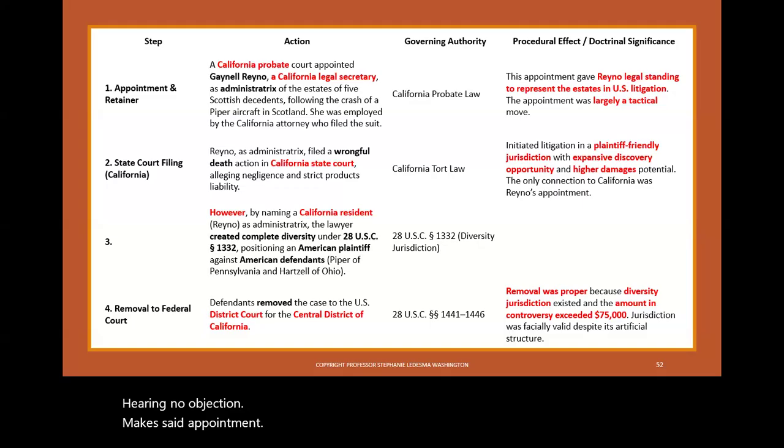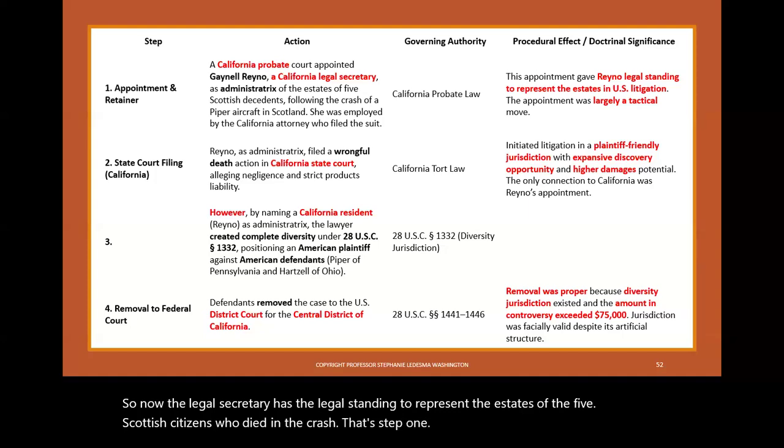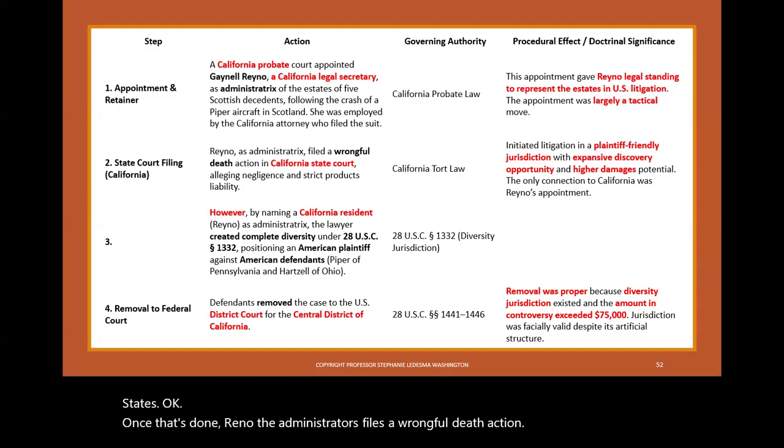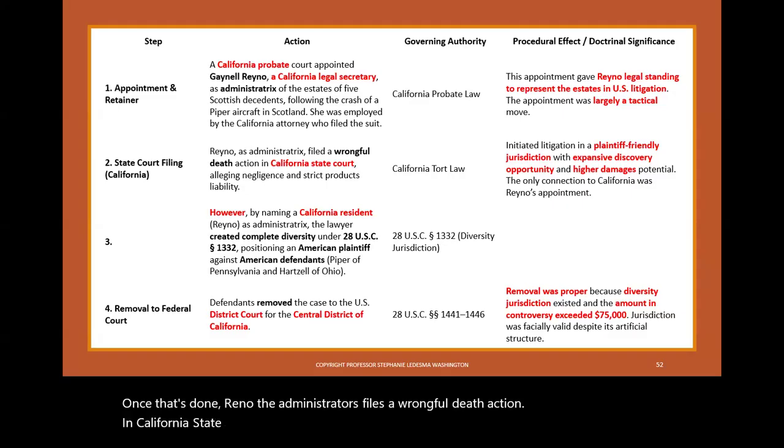So now the legal secretary has the legal standing to represent the estates of the 5 Scottish citizens who died in the crash. That's step one. So now we have an American citizen who has legal standing to bring the lawsuit in the United States. Okay. Once that's done, Reyno, the administratrix, files a wrongful death action in California state court for these 5 deceased Scottish citizens. That's how the litigation begins.